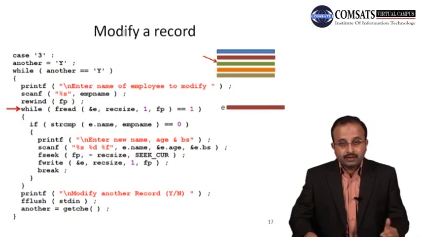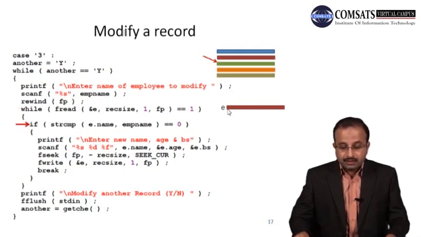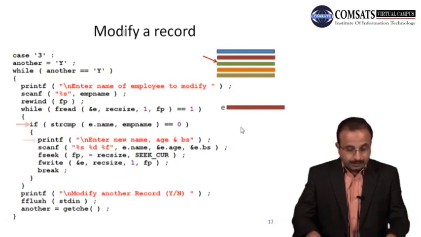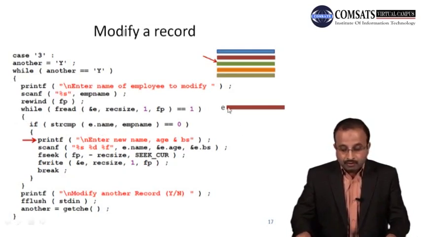So file pointer points to the next record, and then in the if condition we are checking that if the record that is placed in variable E, its name is equal to the name input by the user. If they are the same, then string compare returns you 0. If they are not, string compare returns any non-zero value, then this condition is false. So let's say they are the same. So we want to modify this record, that is the second record.